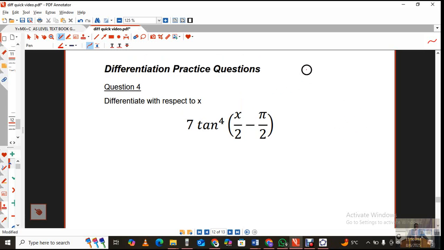So I am doing one more question on how to differentiate, in this case, a trig function.